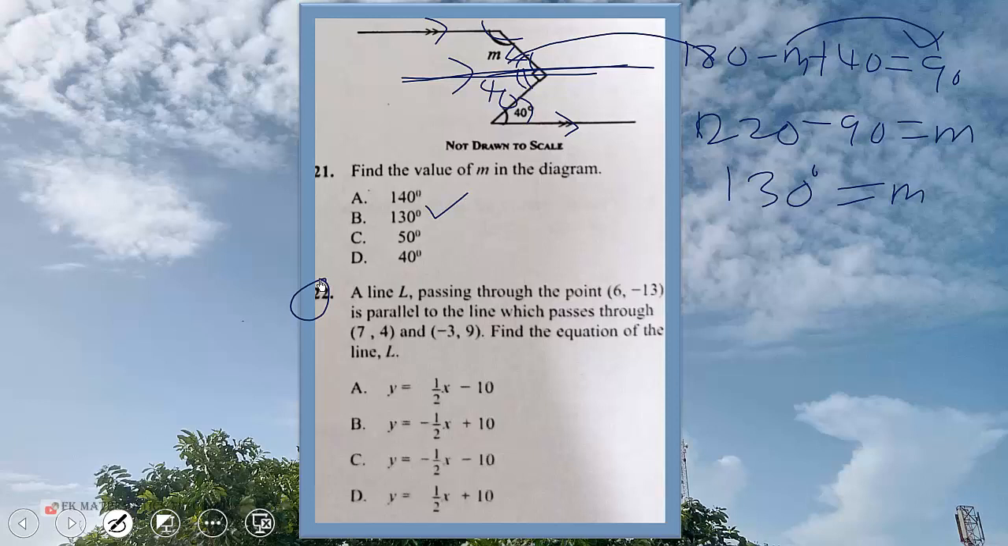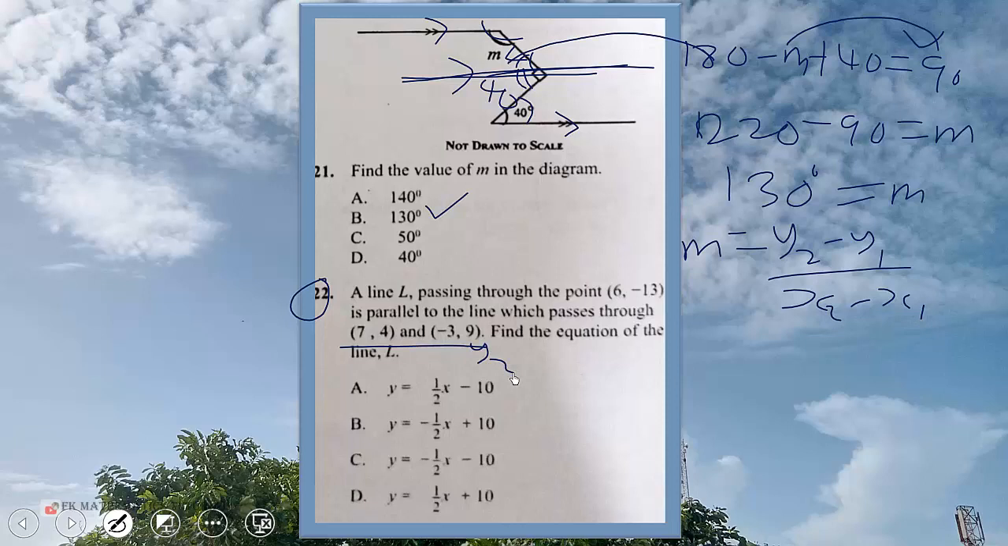A line L passing through the point (6, -13) is parallel to the line which passes through (7, 4) and (-3, 9). Find the equation of the line. So first of all, we need to determine the gradient using these 2 points. The gradient is given by m = (y2 - y1)/(x2 - x1).